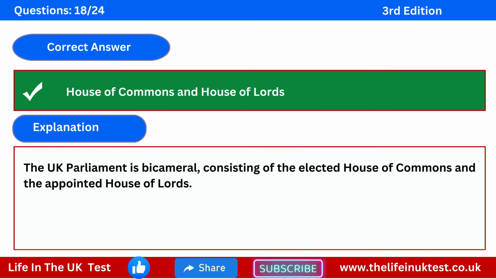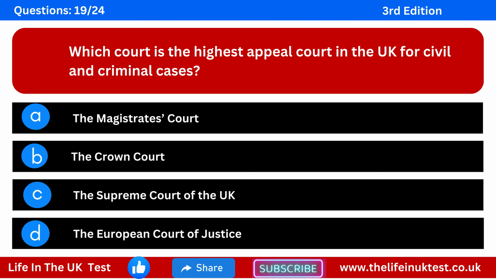The correct answer is House of Commons and House of Lords. Explanation: the UK Parliament is bicameral, consisting of the elected House of Commons and the appointed House of Lords. Question 19. Which court is the highest appeal court in the UK for civil and criminal cases? Option A, the Magistrates' Court. Option B, the Crown Court. Option C, the Supreme Court of the UK. Option D, the European Court of Justice.